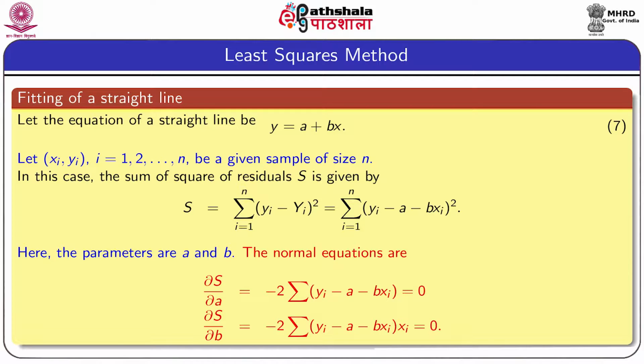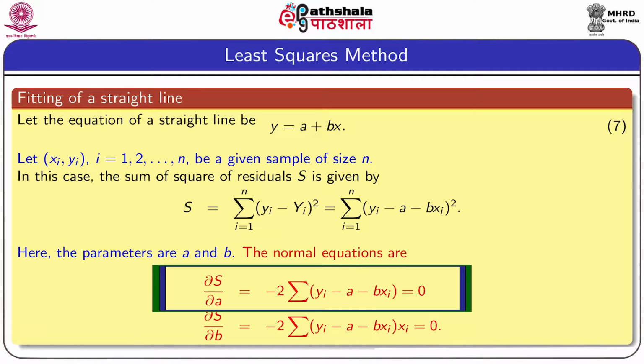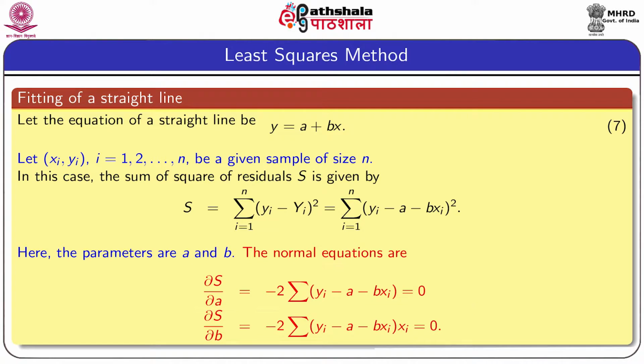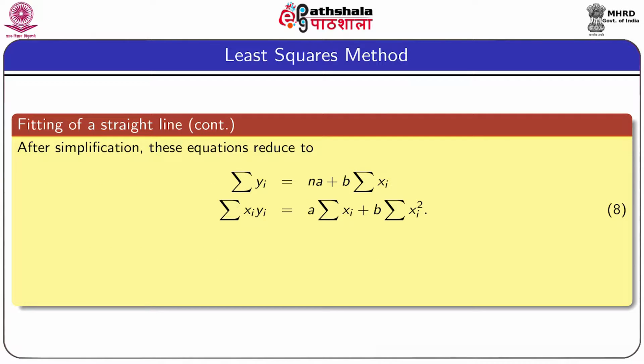The normal equations for this are del S by del a equal to minus 2 summation (yi minus a minus bxi), which is equal to 0, and the other normal equation is del S by del b equal to minus 2 summation (yi minus a minus bxi) into xi equal to 0. Now after simplification, these two equations reduce to summation yi equal to na plus b into summation xi. The second equation is simplified as summation xi yi equal to a into summation xi plus b summation xi square.